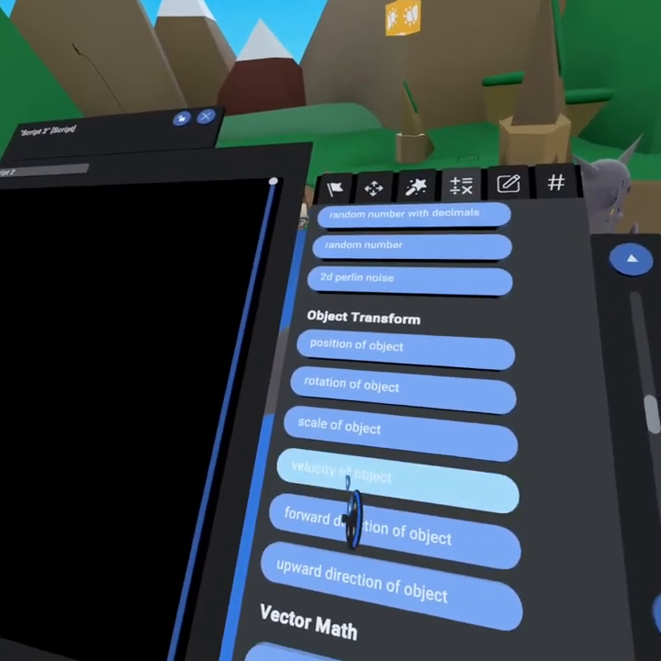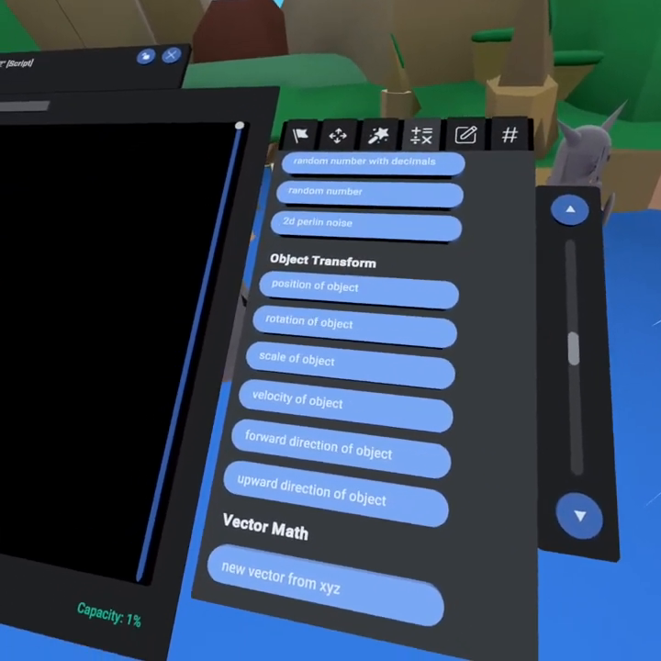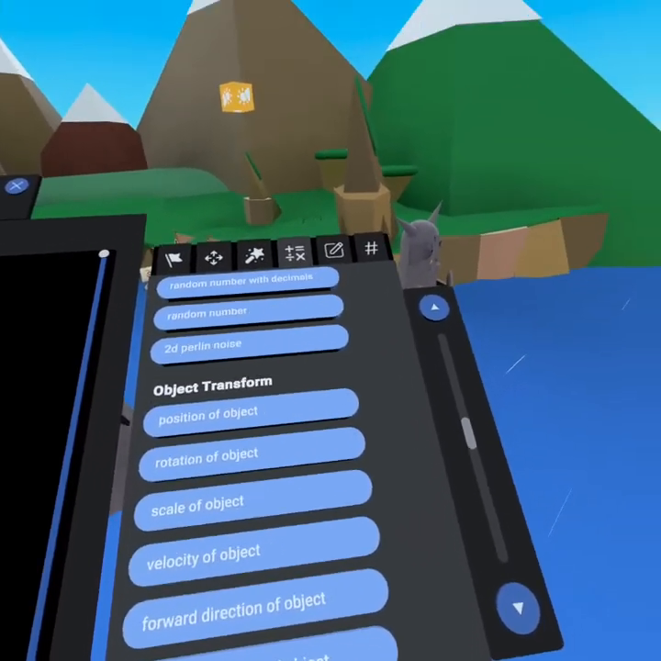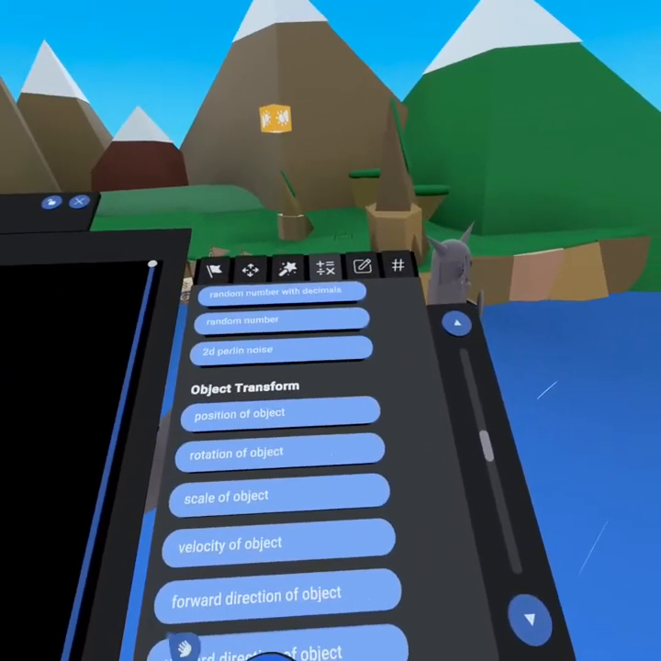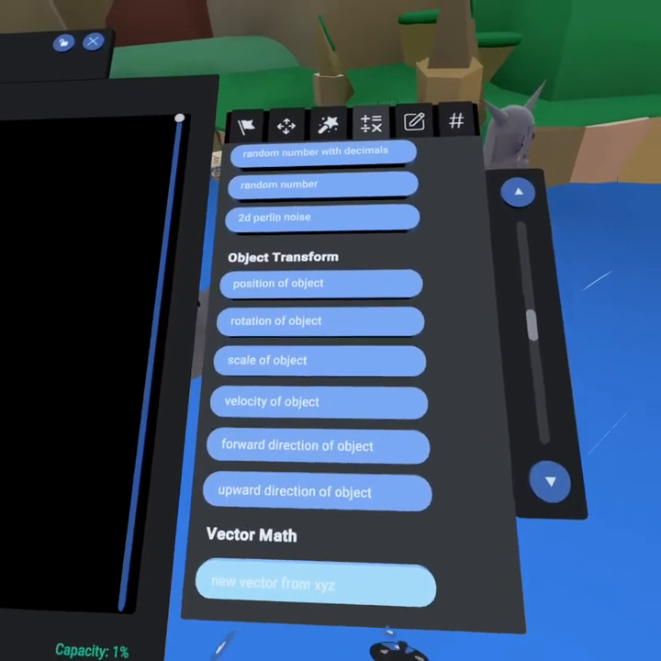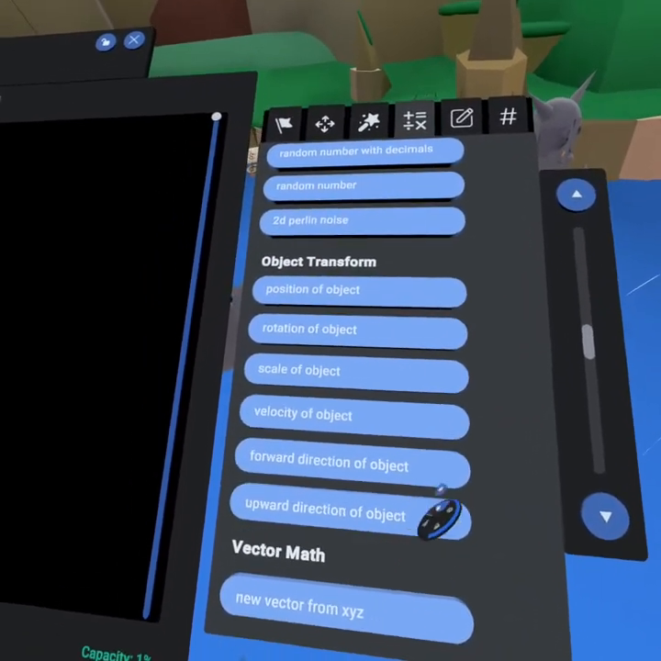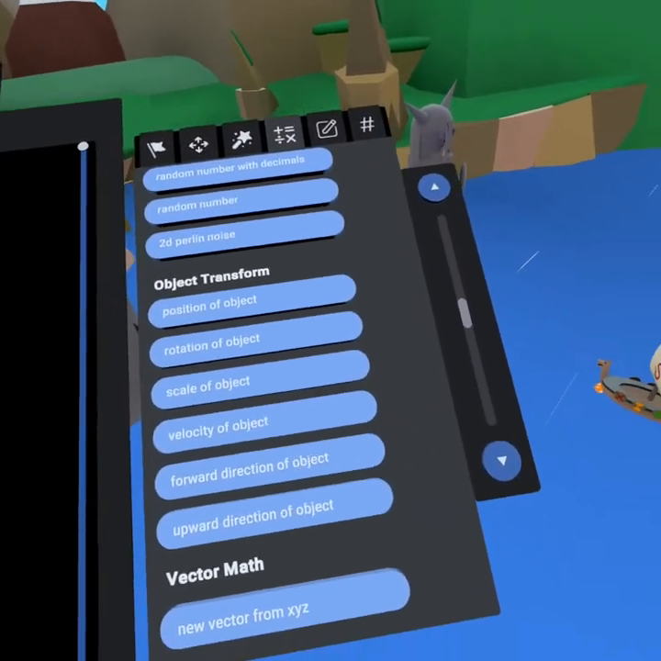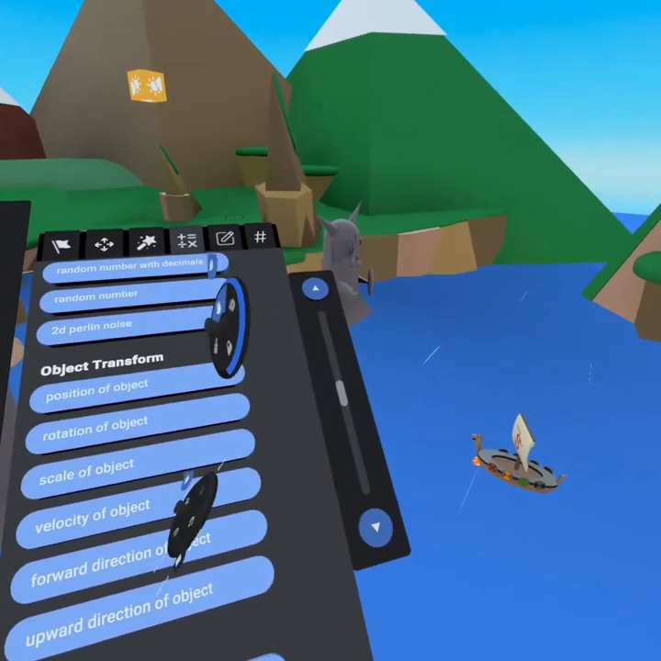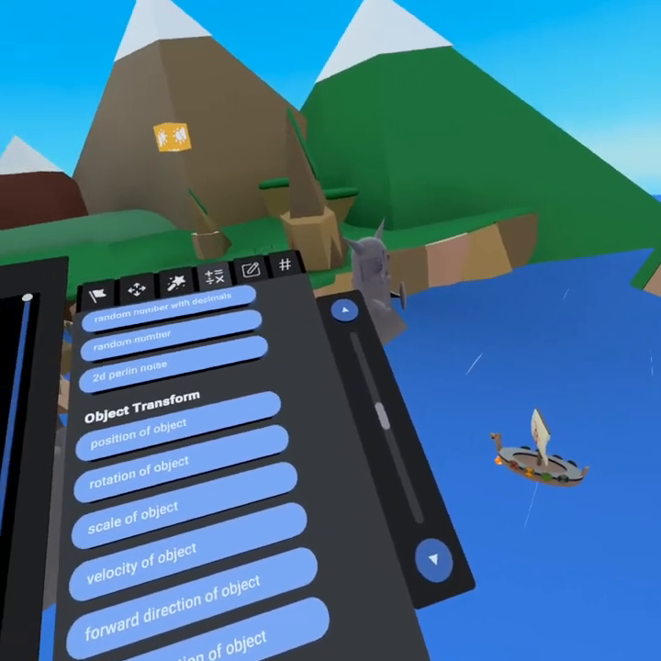Velocity of an object will give you a velocity value. Forward direction of an object will give you an XYZ value. This actually comes back to that sine, cosine, and tangent I was talking about. And I believe upward direction of an object is going to be in that same category where they're using that square, triangle, all that fun stuff.